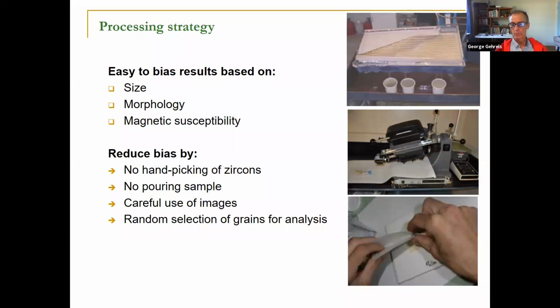This is a really essential part of the process: you need to process your sample in such a way that you don't bias the results. And it turns out that this is really, really easy to do. Zircons, of course, have different sizes. And it commonly works out that younger crystals are larger than older crystals.